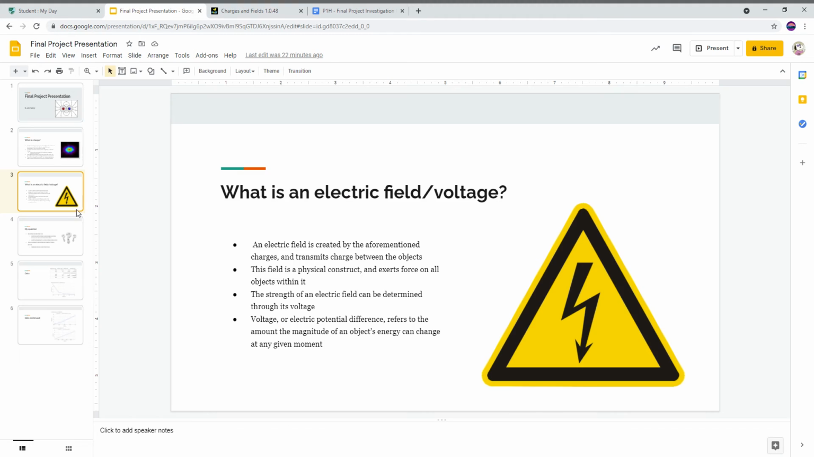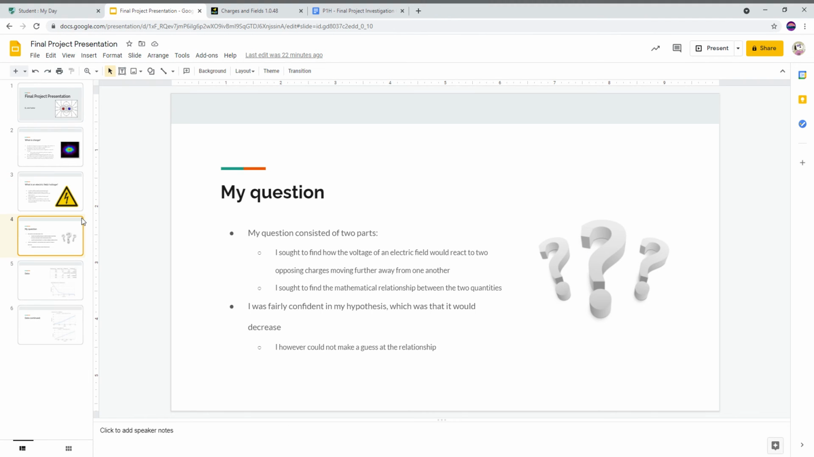Going back to my question, it consisted of two parts. I sought to find out how the voltage of an electric field would react to two opposing charges moving further away from one another. Building off of that, I wanted to find the mathematical relationship between the two. I wanted to see whether it was a positive exponential, negative exponential, inverse, inverse squared, whatever, graphically. My hypothesis for the first part was that it would decrease, but I couldn't make a guess at the relationship because it could have been one of many things.